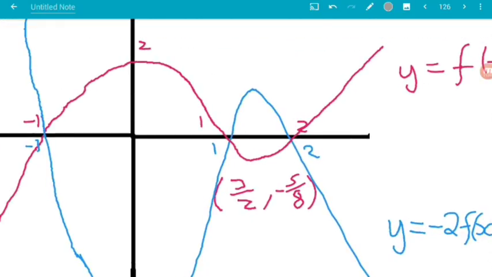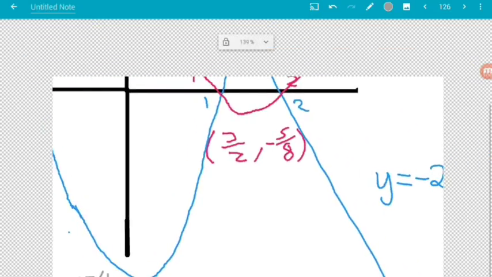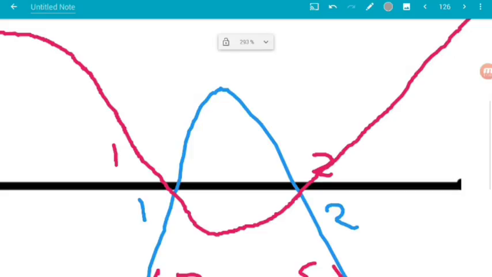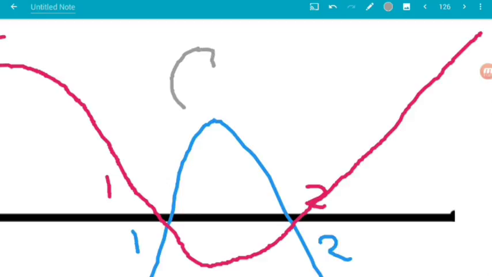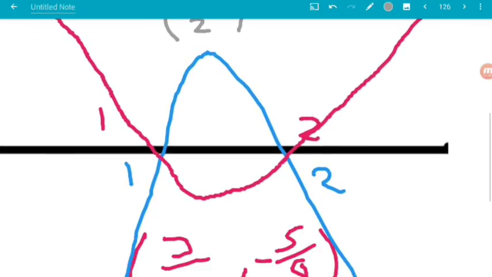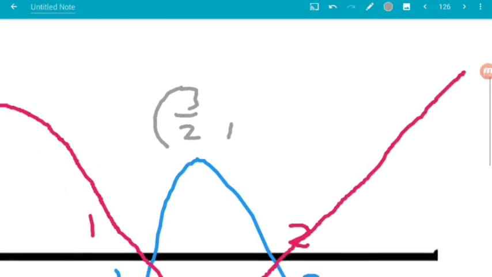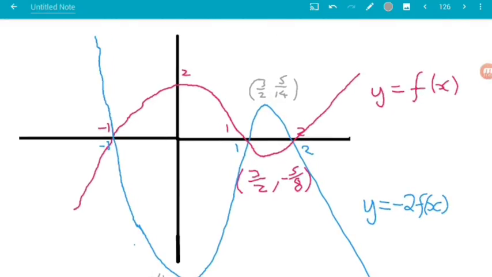So the y-intercept was at 2. 2 times minus 2 is going to take us down here to -4. Then our minimum has become a maximum. So the x-coordinate of this guy is still going to be exactly the same, so 3/2. And the y-coordinate is going to be -2 times -5/8, which is +5/4. So there's our sketch of y equals -2 f of x. Good times.